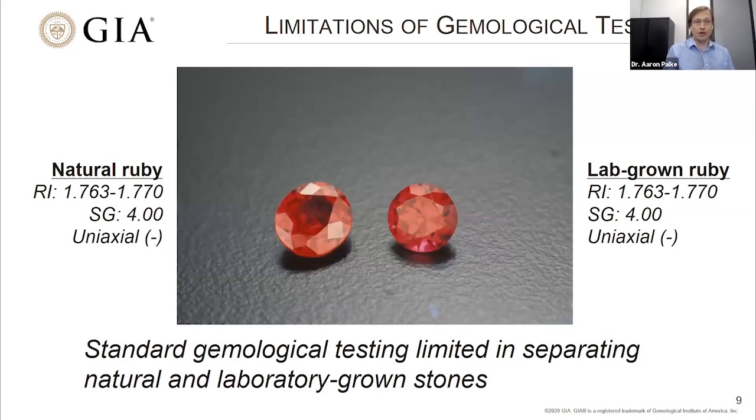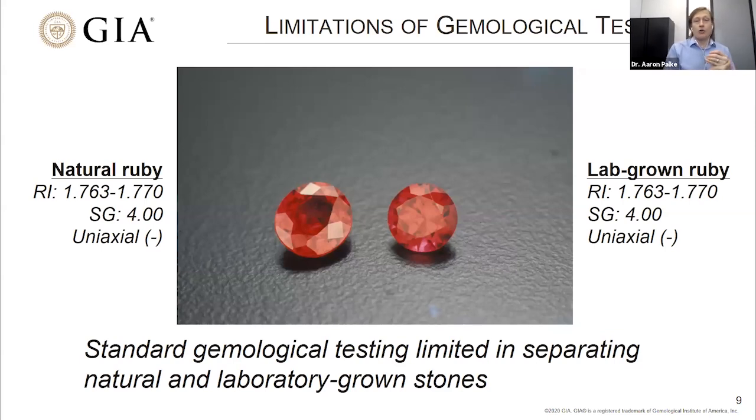So this is a picture of, on the left-hand side, a natural ruby, and on the right-hand side, a lab-grown ruby. You could use these standard gemological tests, and you would basically get the same answer for both stones. You would have the same refractive index in both cases, because in both cases it's a ruby, a chromium-bearing corundum. You would get the same uniaxial negative optic character. You would get the standard specific gravity of 4.00 in each case.